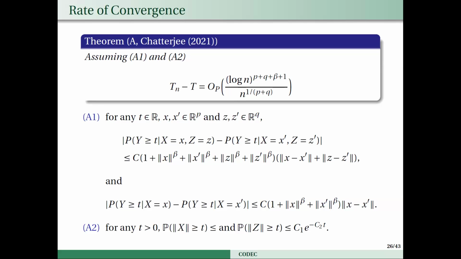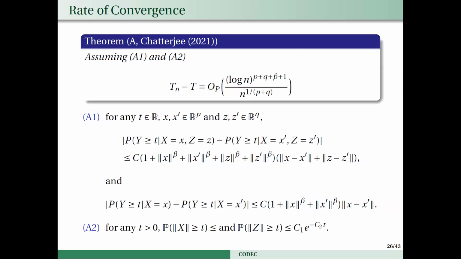So the first assumption here is that the conditional probability function of y given the variables should follow some sort of a Lipschitz assumption. And the second assumption is basically controlling the size of the support of x and z, so that they are not crazy heavy things. If these two assumptions are satisfied, then you can see the rate of convergence of Tn to T depends on the dimension of x and dimension of z in this shape. And as you can see, if p and q are large, this convergence can be quite slow.